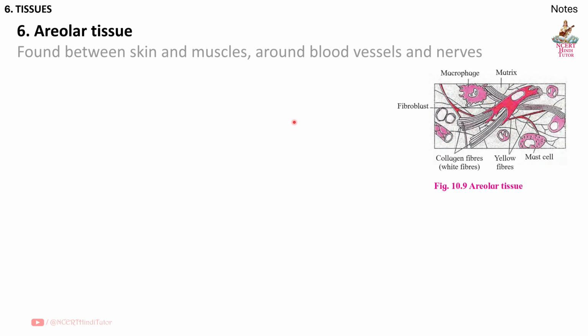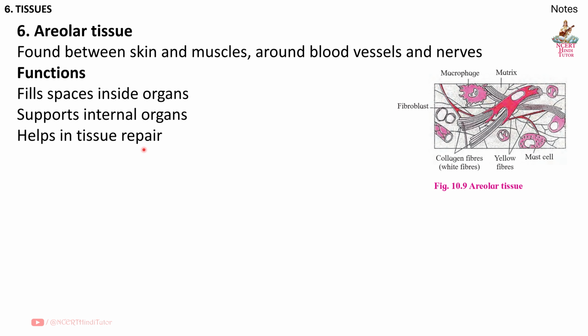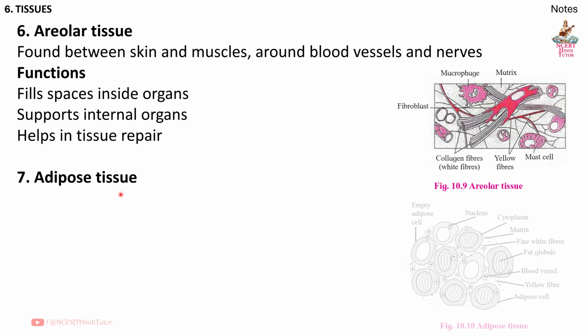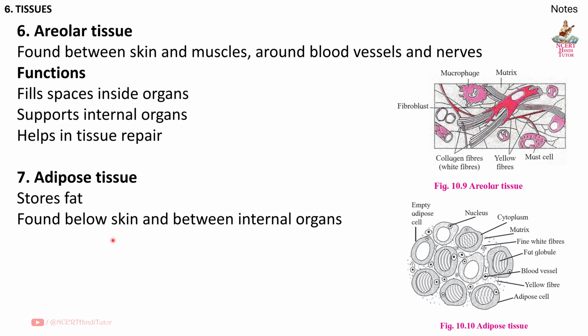Sixth, areolar tissue. This is the diagram. Found between skin and muscles, around blood vessels and nerves. Functions: fills spaces inside organs, supports internal organs, helps in tissue repair. Seventh, adipose tissue. This is the diagram. Stores fat, found below skin and between internal organs. Functions: stores energy, acts as an insulator.